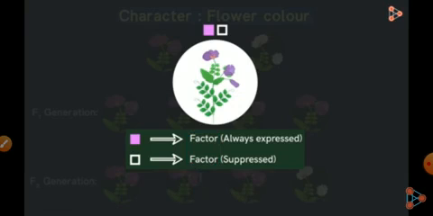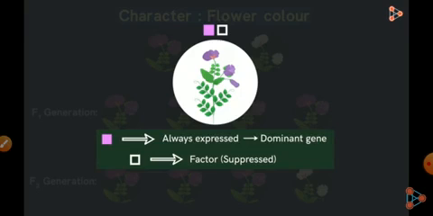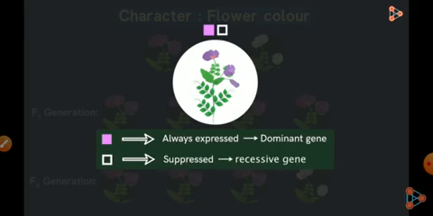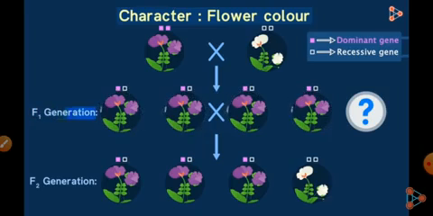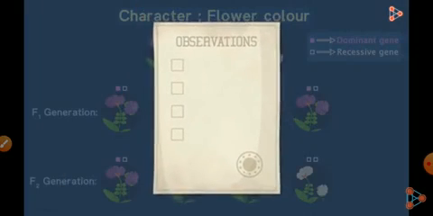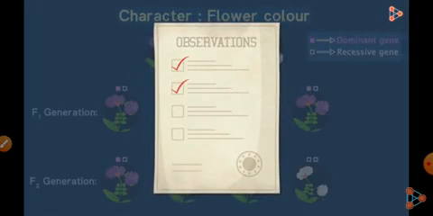In today's terms, Mendel said that some genes are always expressed irrespective of the other. These are called dominant genes. The others which are suppressed are referred to as recessive genes. So why did the recessive genes not express themselves in the F1 generation? And how did they get expressed in the F2 generation? Let's understand this with the help of a theoretical explanation of this cross.